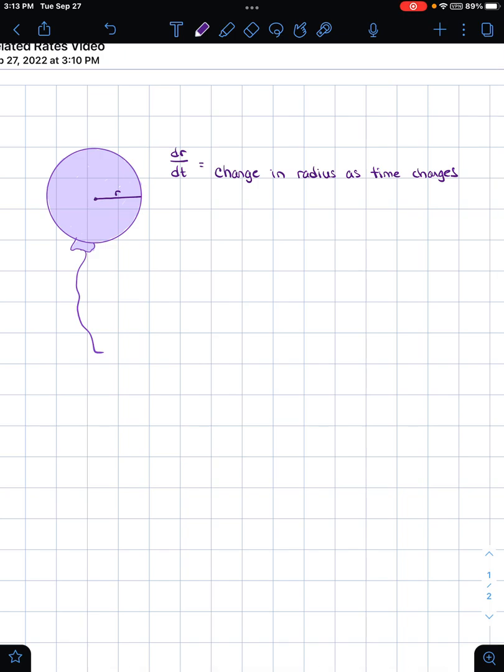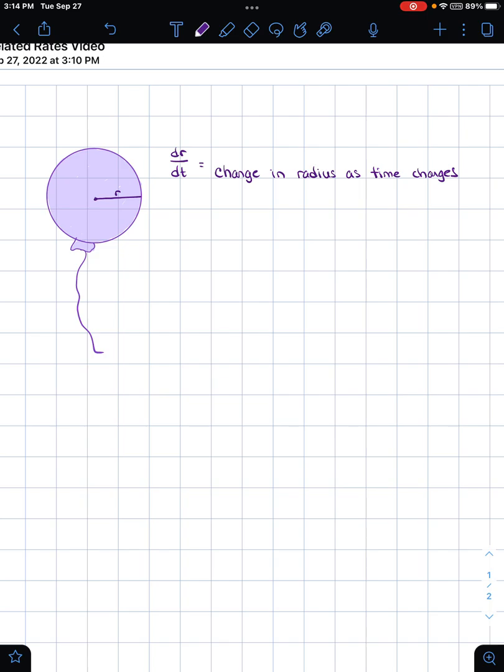Okay, I'd like you to think about other things that are changing here, and what variable could you use for those changing parts of this balloon, or components of this balloon. Take a moment, write out a list of as many things as you can think about that are changing, and see if you can come up with a variable for each.